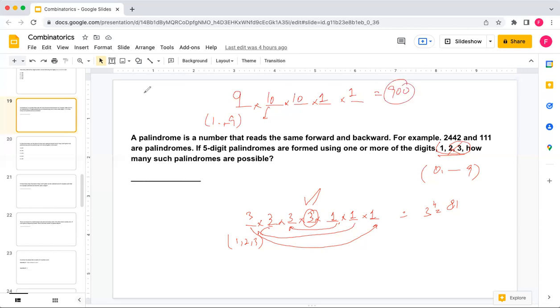I'm considering that when values are 0, 1, 2, 3, up to 9, then we have 10 options. Got the point? Just remember this thing first. To make any number, 2 digit, 3 digit, or 4 digit, the first value can never be 0. Just keep this in mind.